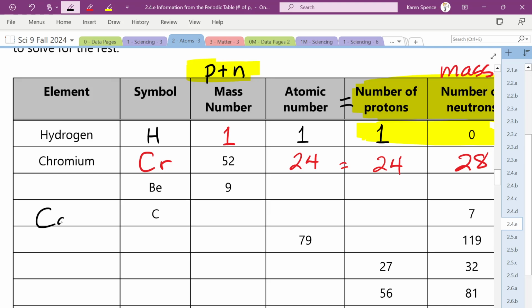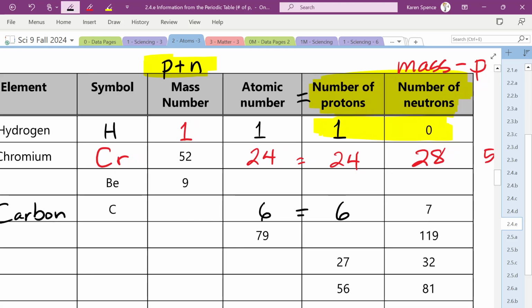Okay, so we have carbon, and we know that the atomic number of carbon is 6. So that means that the protons are 6. We are told that the mass number is 13, so the protons plus neutrons is 13.